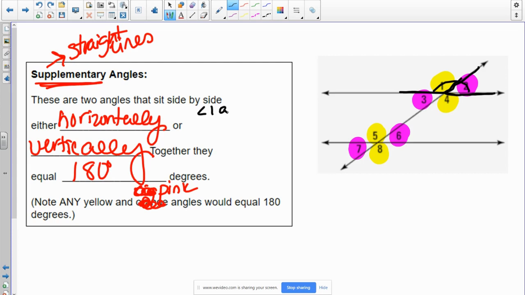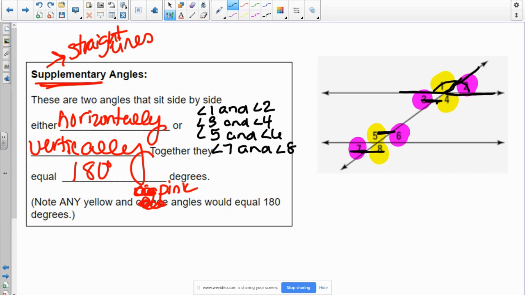So angle 1 and angle 2, supplementary angles. Angle 3 and angle 4, see how they're horizontal from each other. Angle 5 and angle 6 right here, and angle 7 and angle 8 right here. So notice I did the horizontal ones, and then we can do the vertical ones. I'll squeeze those down here because we're running out of room.